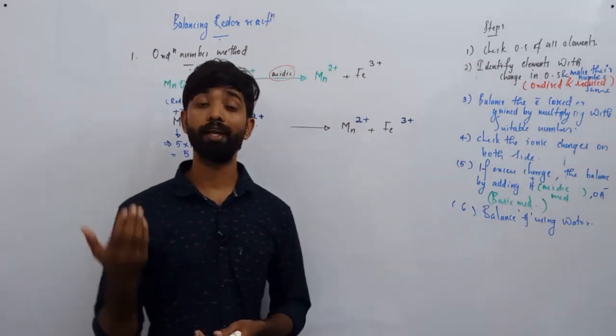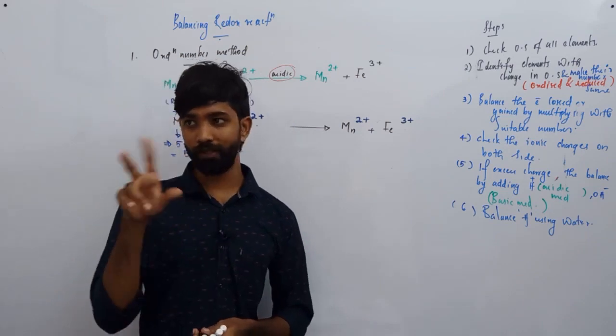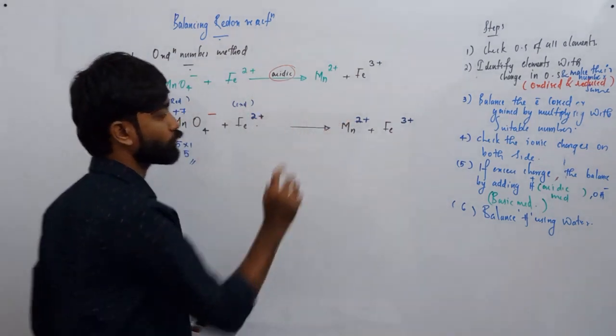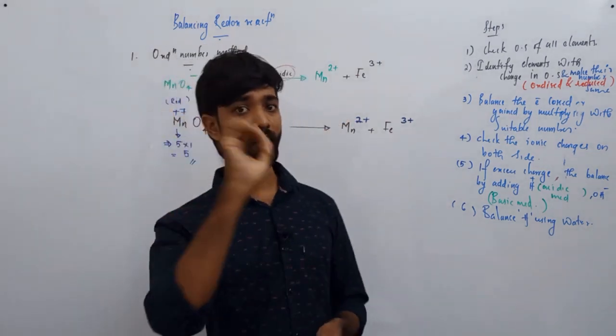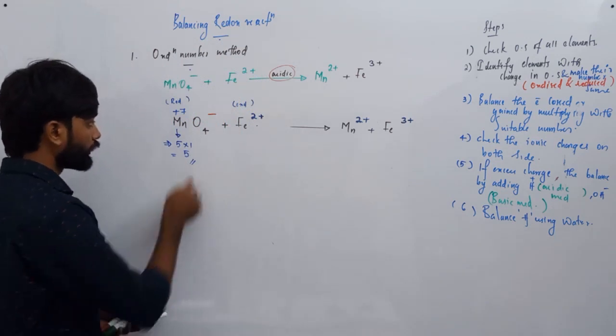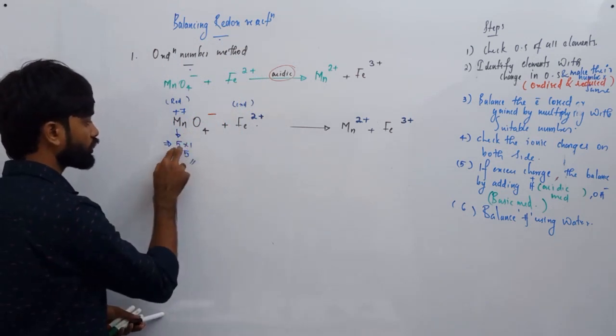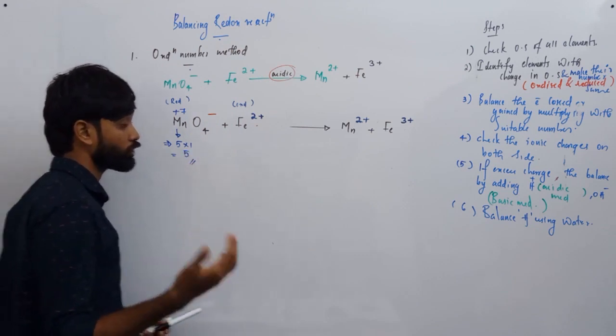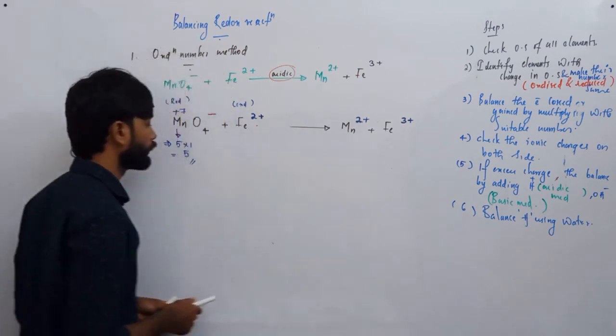To find the electrons lost or gained, you simply find the change in oxidation state of that element. Yes, +7 to +2. What is the change in oxidation state? That is 5 units, times the number of such atoms. There is only one manganese. So the change in oxidation state is 5 times 1. So the total electrons gained is 5.